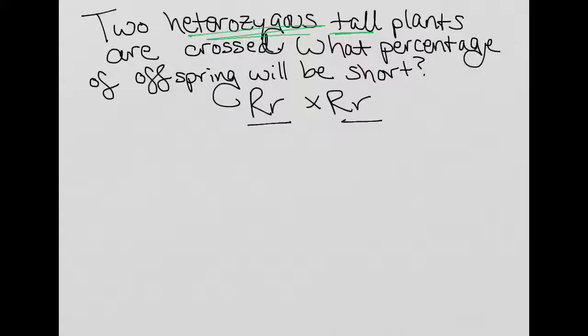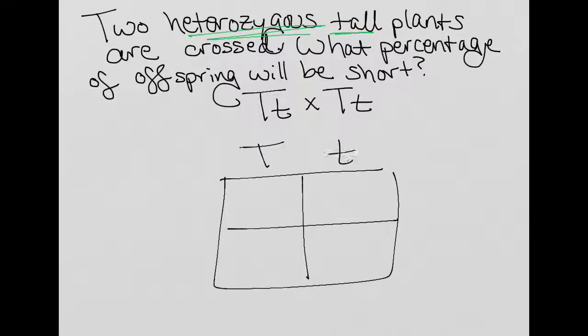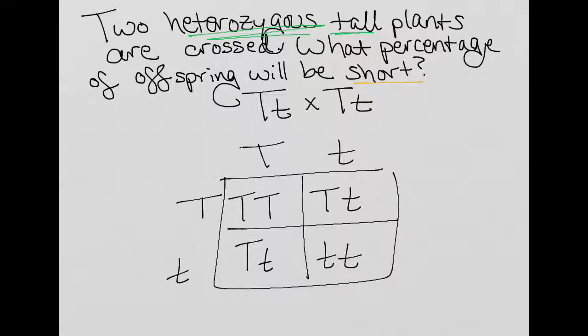2 heterozygotes. But you know what? I used R's. Let me use T's. And then I will start filling in. What percentage will be short? Well, let me look. The only option that has 2 lowercase t's is this, so that's 25% will be short.